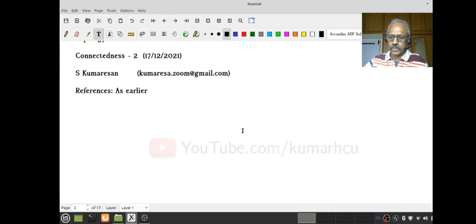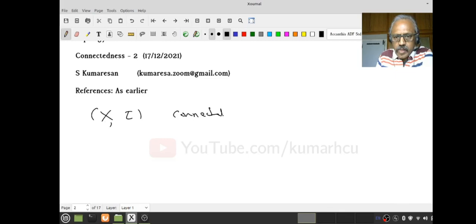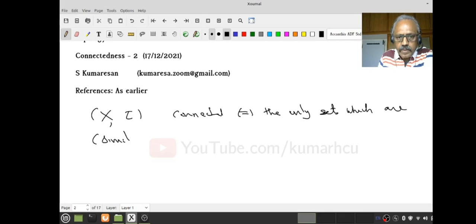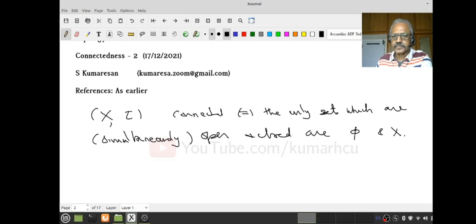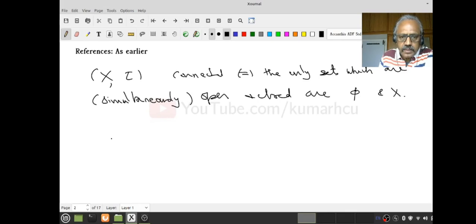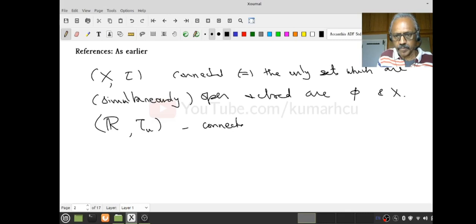So let us quickly recall various things. I have a topological space (X, tau), and this is connected if and only if the only sets which are simultaneously open and closed are the empty set and X. With this, as I said in the introduction, we had already seen that R with the usual topology is connected. Now we want to look at some more examples of subsets of R.